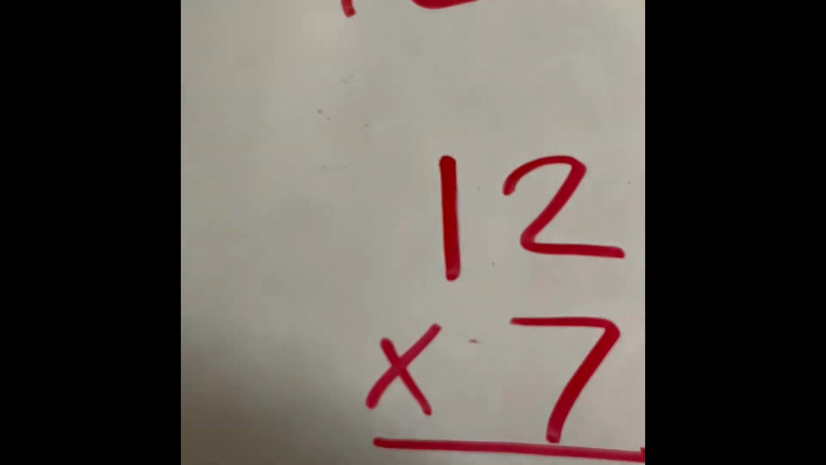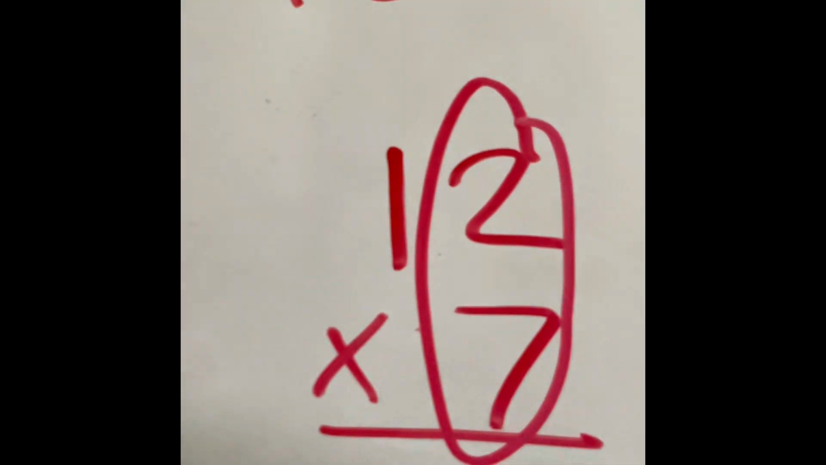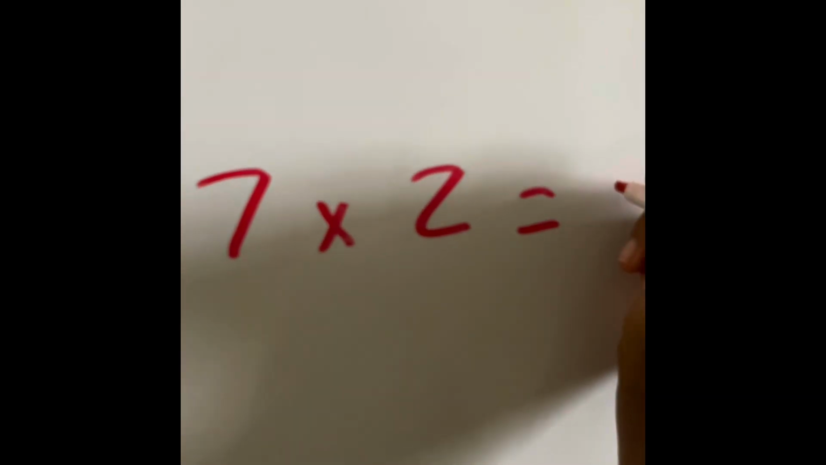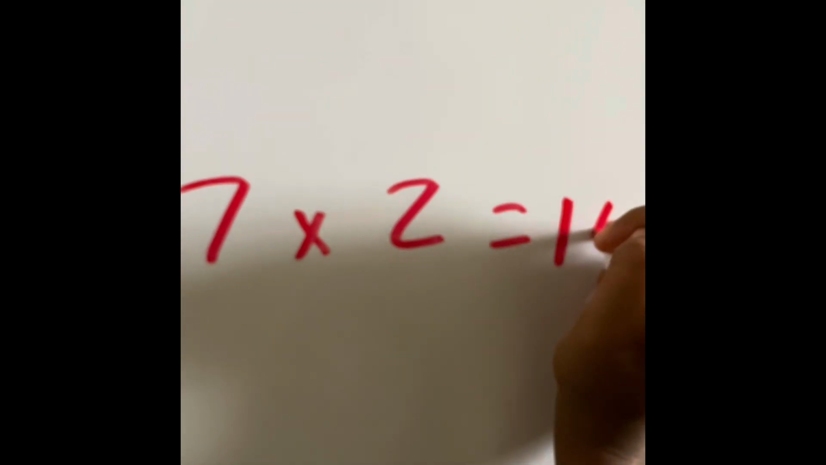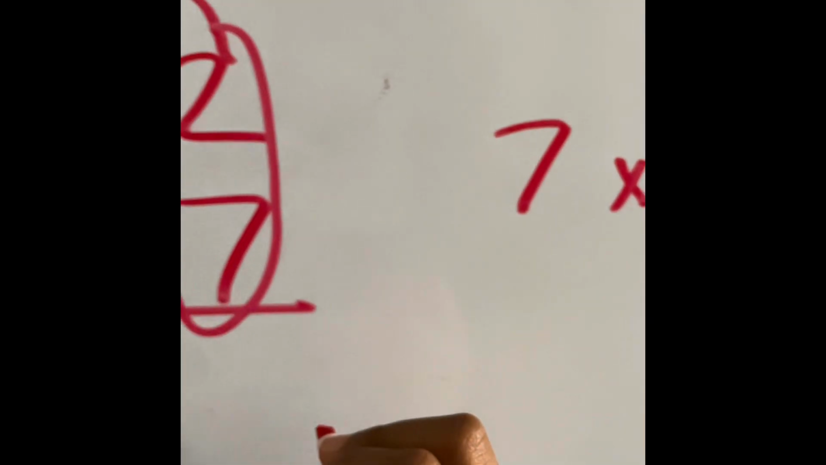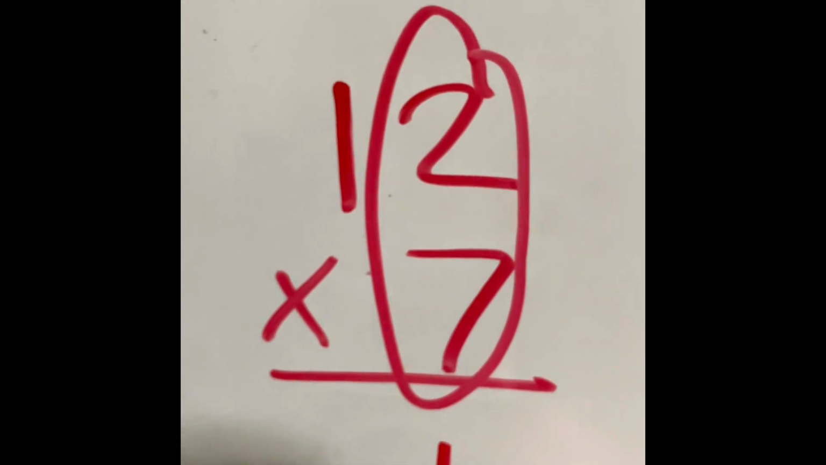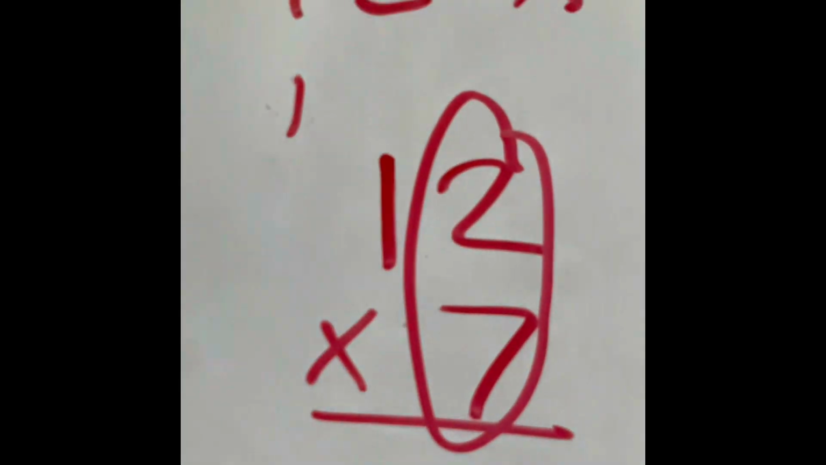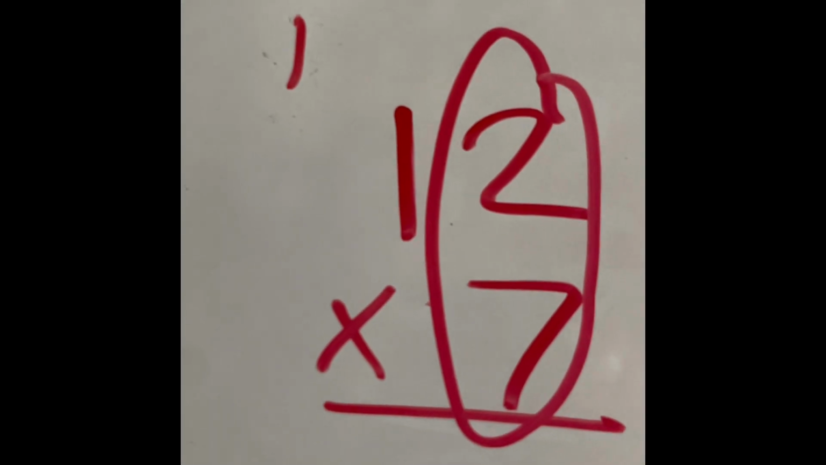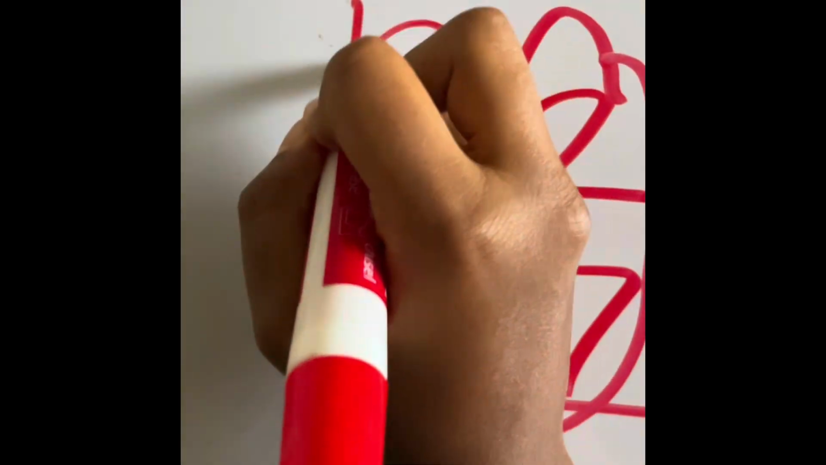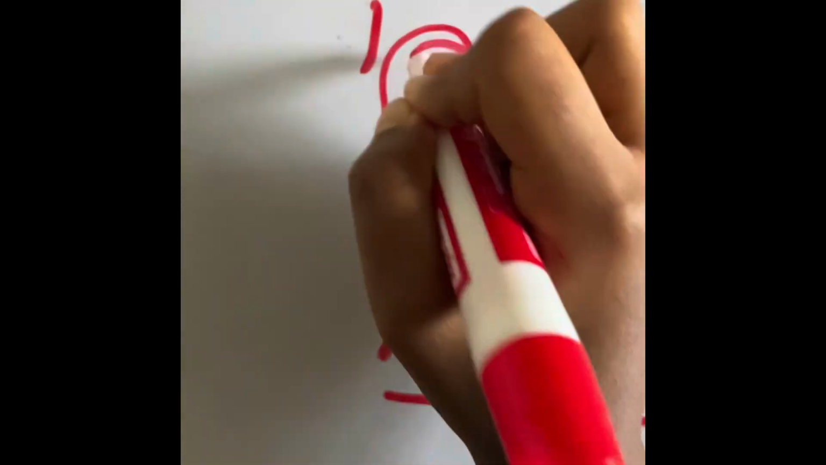The next problem we have here is 12 times 7. So you write 12 and times 7 as the problem. So you multiply 7 times 2, which is 14. And then you add the 4, and then you carry the 1, like how you do in addition. Then you multiply 7 times 1, which would be 7.